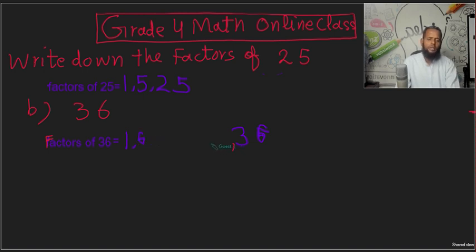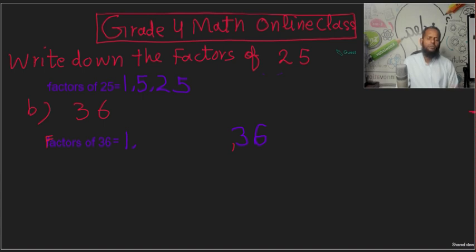You should tell me, 36 is even number or odd? 36 is even. So you should tell me, 2 is factor or not factor? 36, two can be a factor. Yes. All even numbers, 2 is a factor of all even numbers, okay? Clear? Okay.